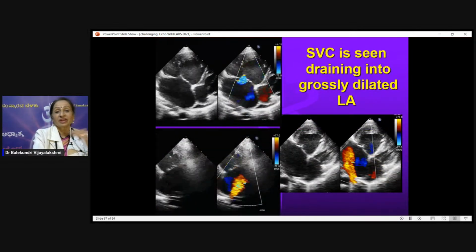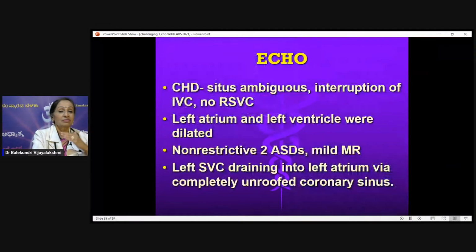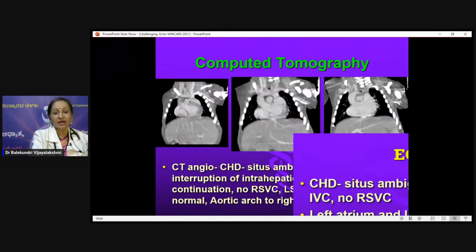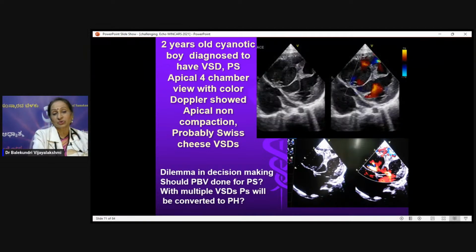And this patient had to go for early surgery because this cannot be treated otherwise. If there is a single left superior vena cava draining into the left atrium, we can put a device and close it. But if all the veins are draining into the LA, it has to be corrected surgically. So this patient underwent computed tomography, and that also showed the problem.